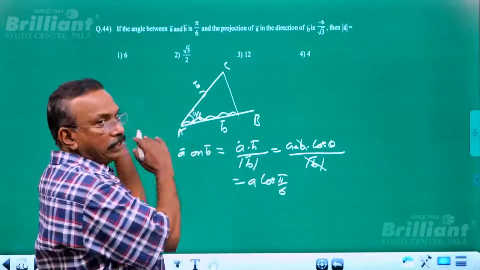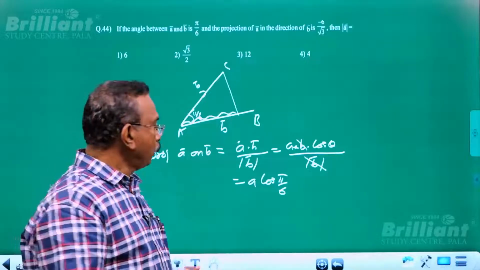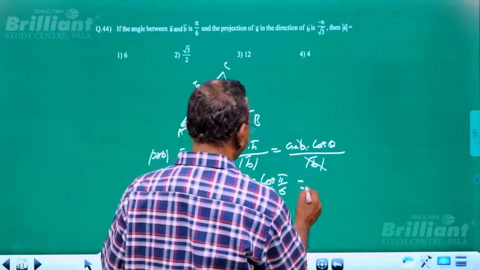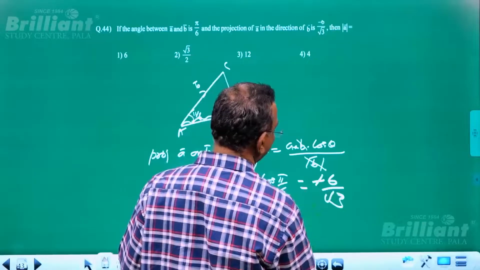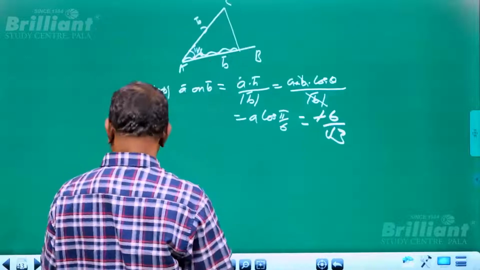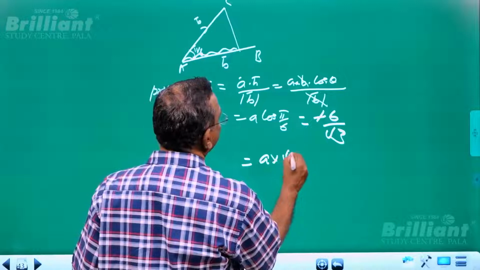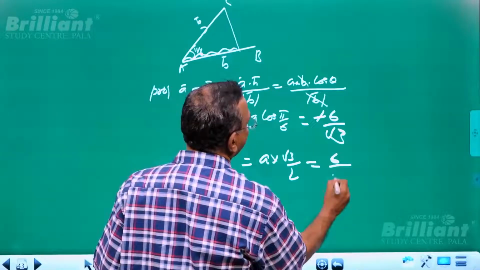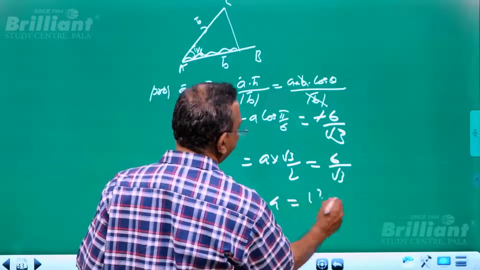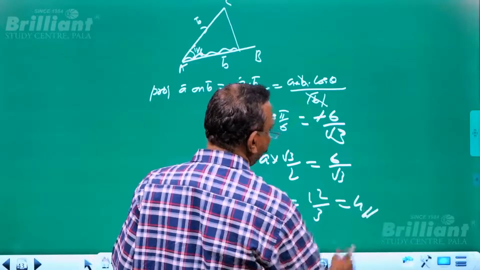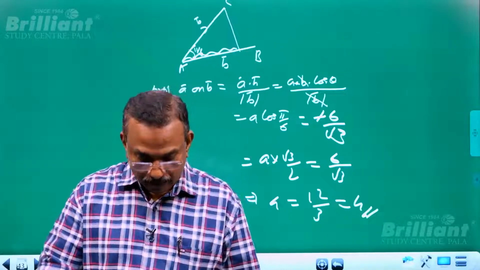So the angle is not exactly pi by 6; it is actually minus of pi by 6, so no problem with equating it with the value minus 6 by root 3. You can cancel the value from the projection. Then you can find cos 60 is equal to A into root 3 by 2 is equal to 6 by root 3. Therefore, this implies A is equal to 12 divided by 3 is equal to 4. So the magnitude of A, definitely a positive quantity, should be 4, which is option 4.